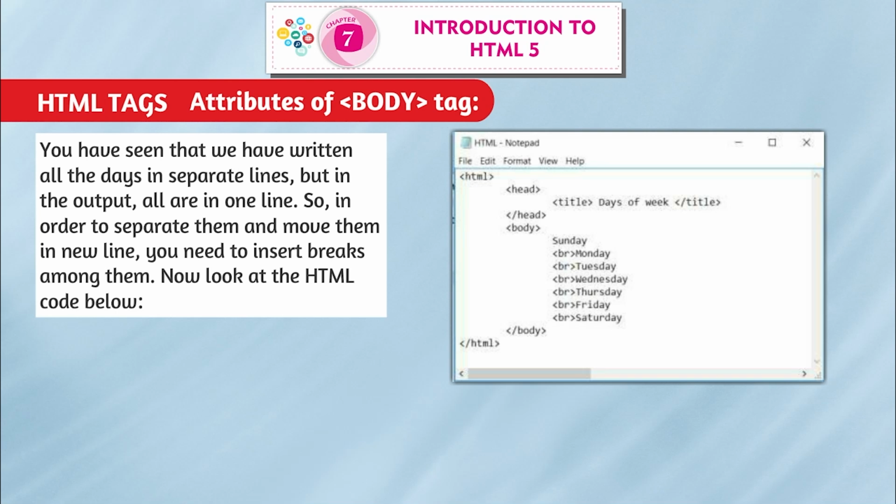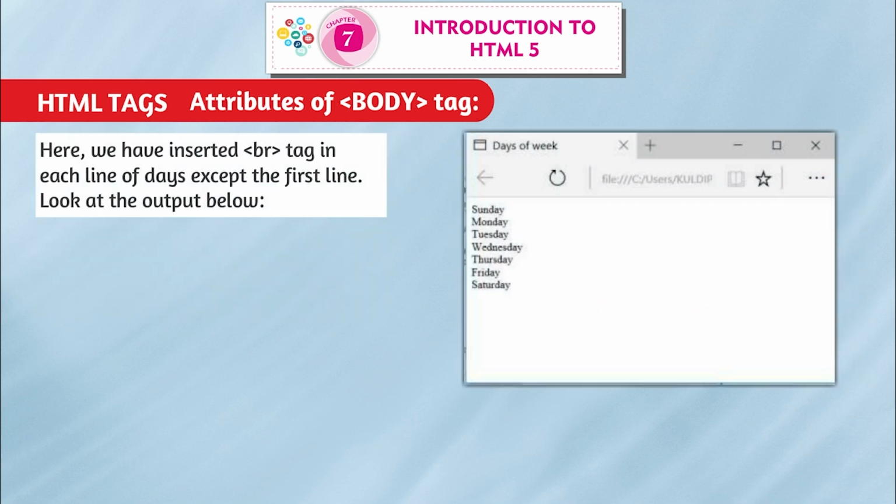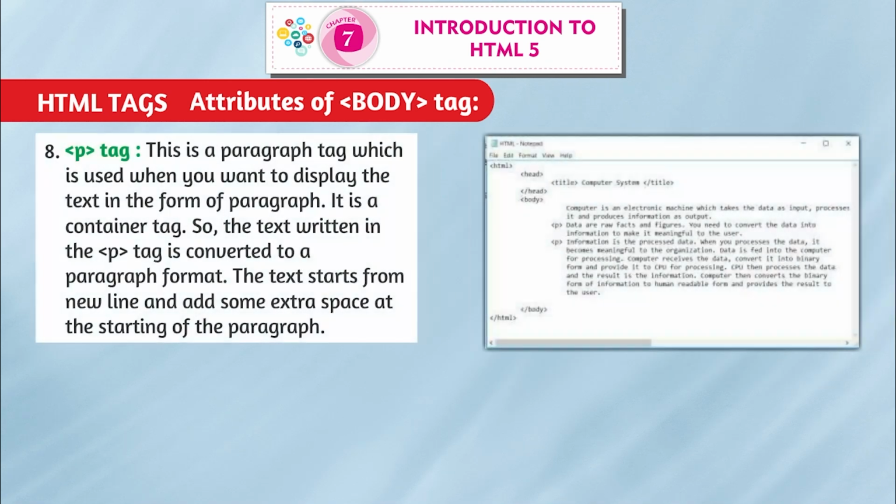You have seen that we have written all the days in separate lines, but in the output, all are in one line. So, in order to separate them and move them to a new line, you need to insert breaks among them. Now look at the HTML code below. Here we have inserted BR tag in each line of days except the first line. Look at the output below.